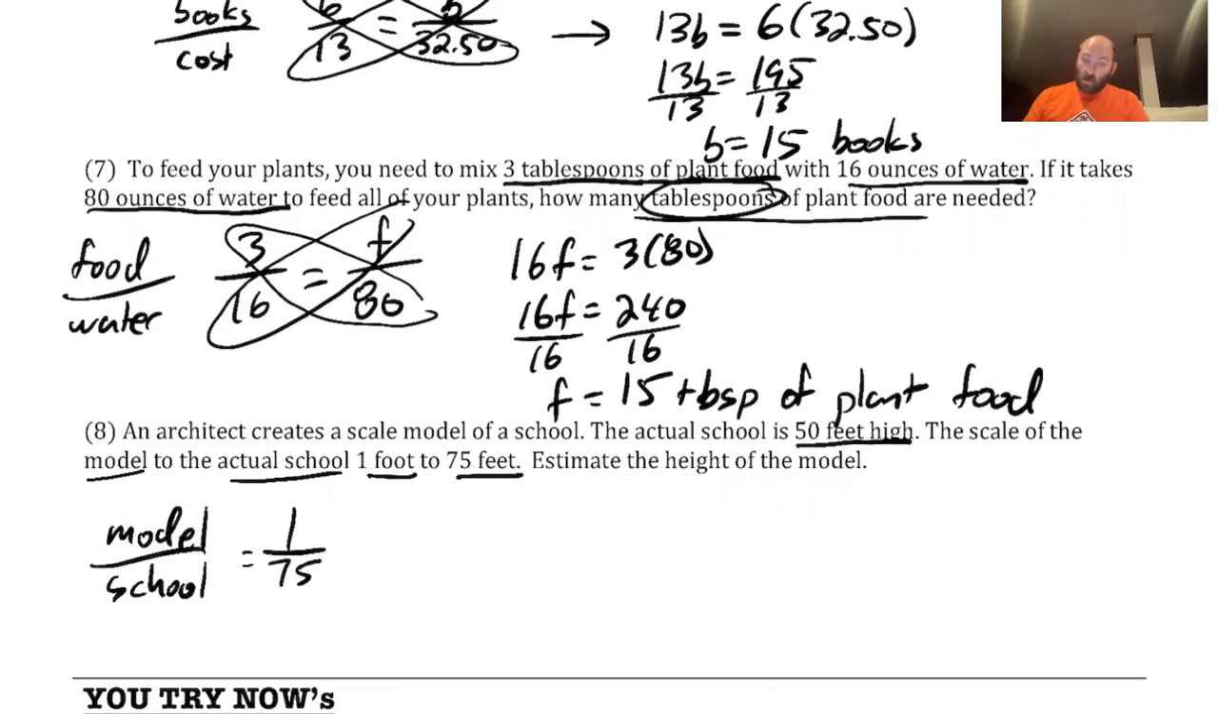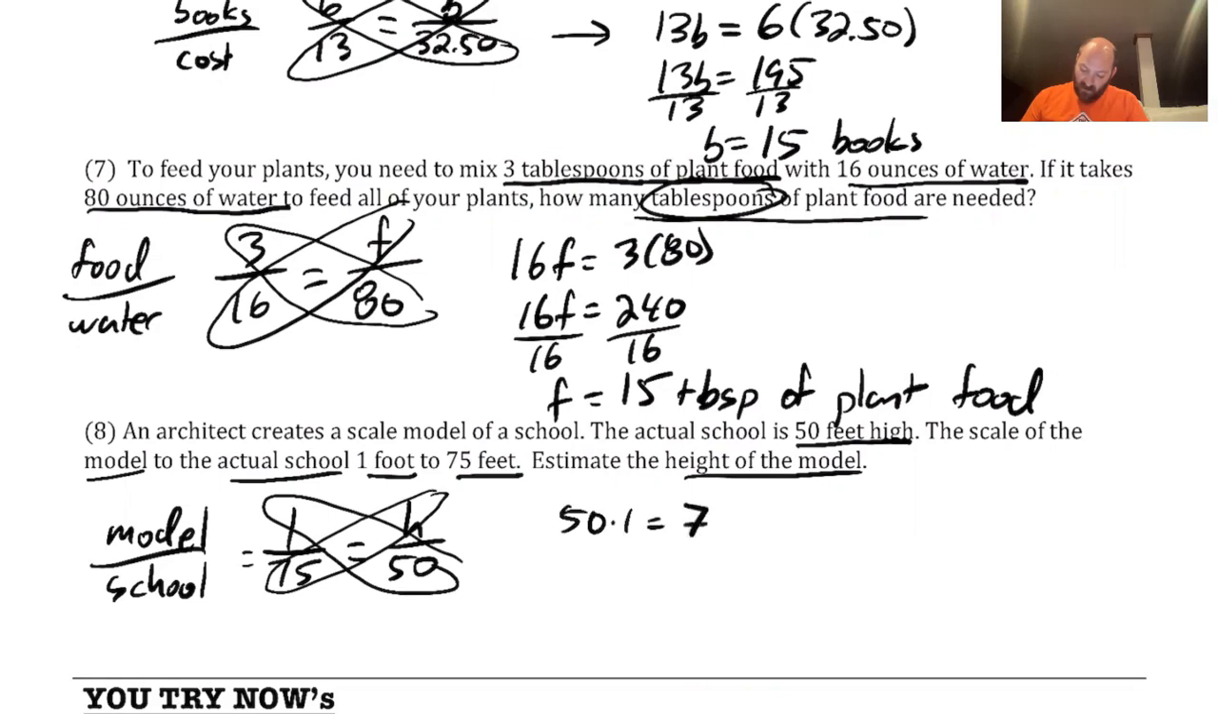The actual school is 50 feet tall. So the school is 50, and we want to know the height of the model. We'll call it H for height. Now I can cross multiply. I've got 50 times 1 is equal to 75H. Divide both sides by 75. I'm going to get a decimal number here, so we'll leave it as a fraction. Divide both of those by 25. I get 2/3 for H. This was in feet because the original was 1 foot to 75 feet. So my height is 2/3 of a foot.